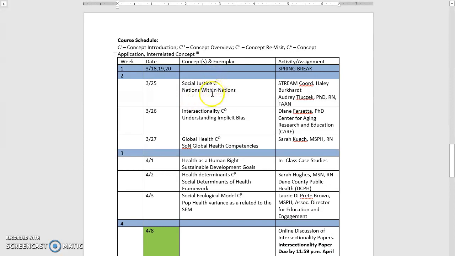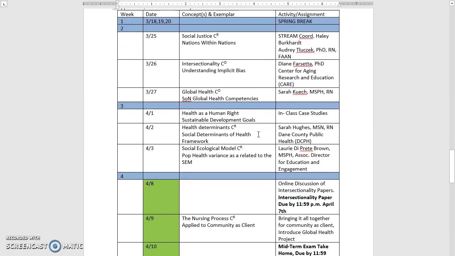This is a revisit. So we're talking about nations within nations. We move on to intersectionality. We have another guest speaker. We move on to global health, and we have Sarah Cook. She's coming from the Madison Public Health Department. She is an absolutely wonderful speaker.